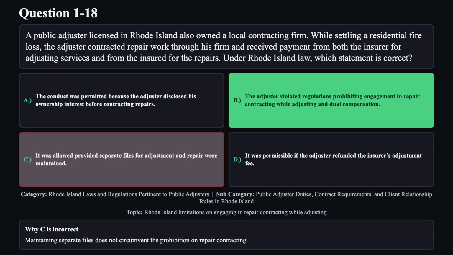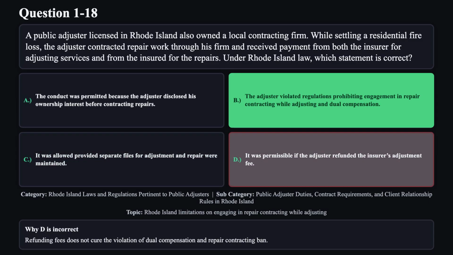Reason C is not correct. Maintaining separate files does not circumvent the prohibition on repair contracting. Reason D is not correct. Refunding fees does not cure the violation of dual compensation and repair contracting ban.